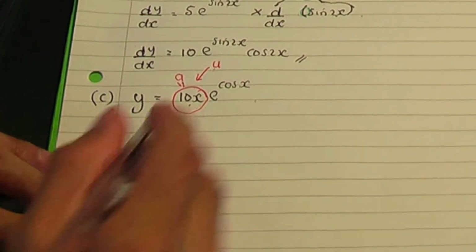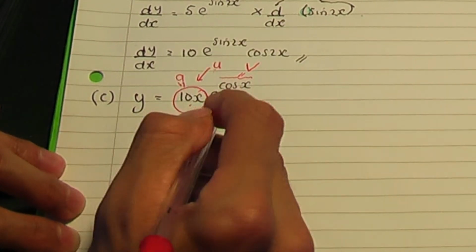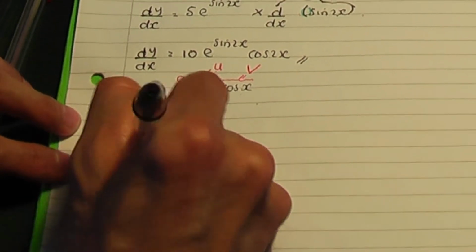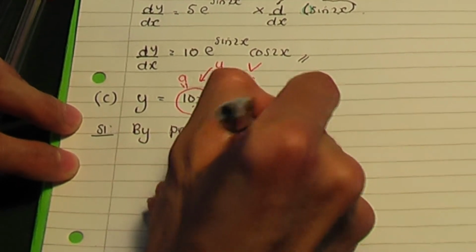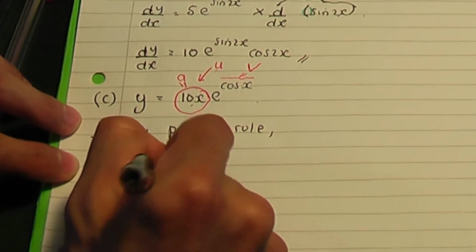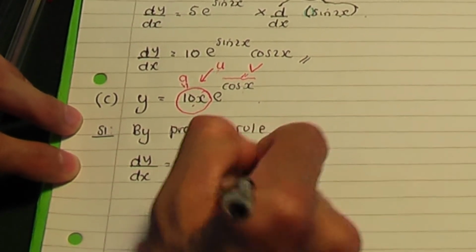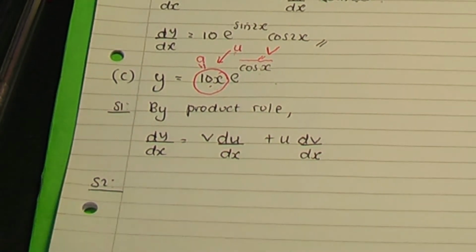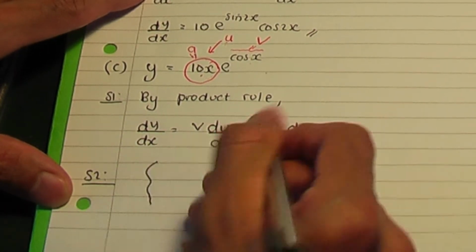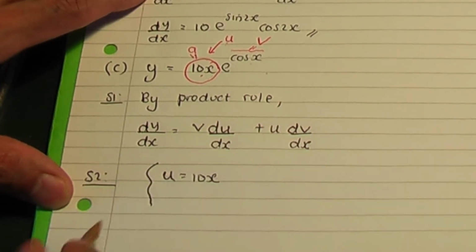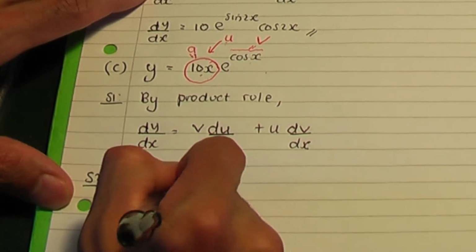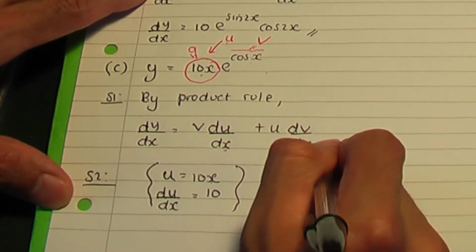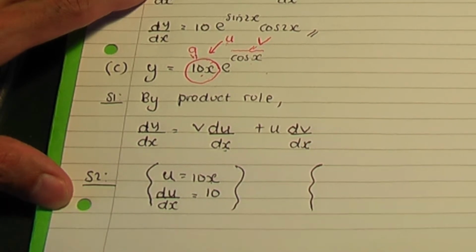So I'm going to take u to be 10x and v to be the remaining term, e to the power cos x. Okay? So step number 1, let me quote the product rule. So by product rule, dy by dx is v du by dx plus u dv over dx. In the second step, let me do a side calculation. So u in this case is 10x, and let me calculate du over dx firstly. So when I differentiate 10x, it's simply 10. Let me follow this up with another side calculation.